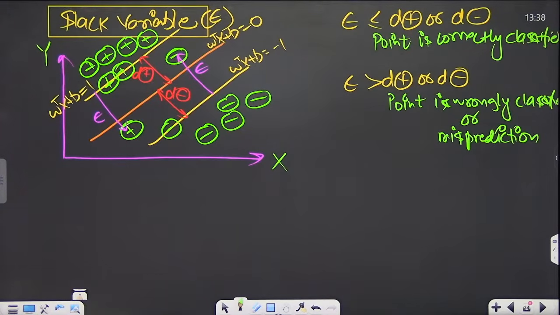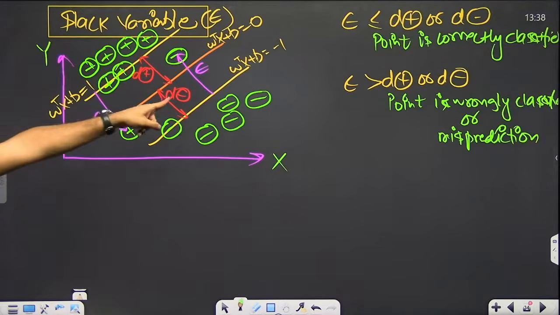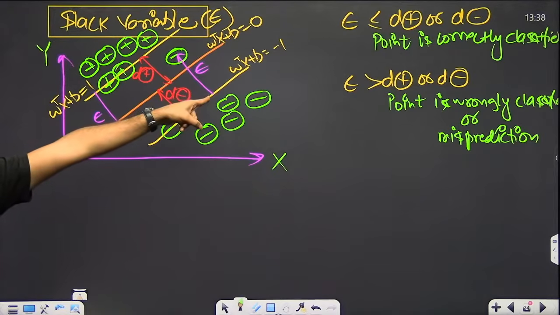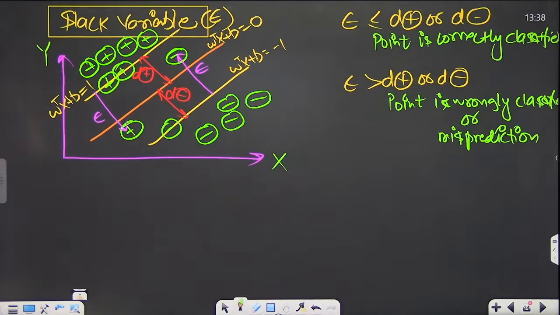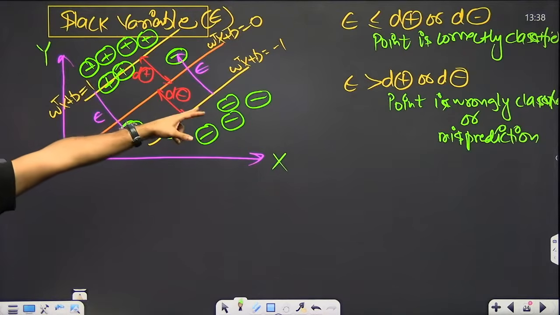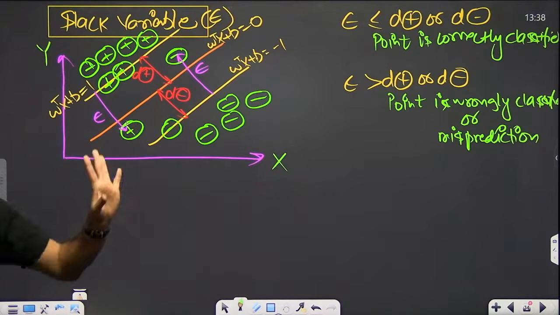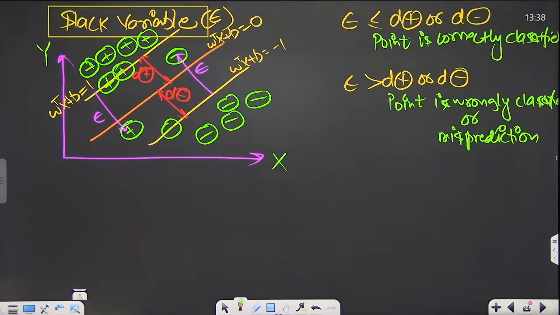Now, for a positive point I would be drawing this slack variable from the positive support vector plane, and for a negative point I would draw the slack variable from the negative support vector plane. That you have to remember. So for positive you draw from positive, for negative you draw from negative. This is a very important concept of the slack variable.